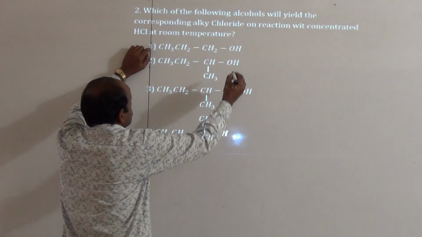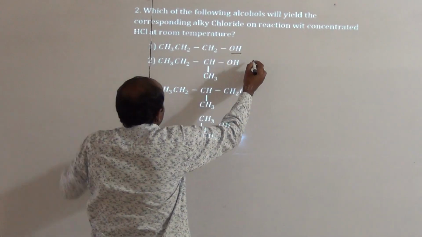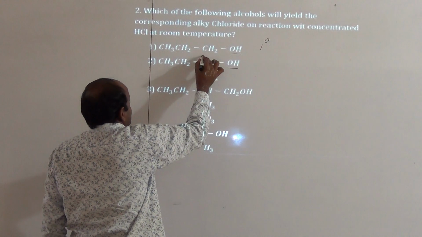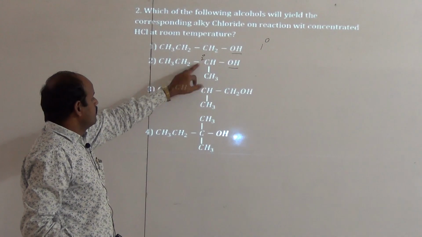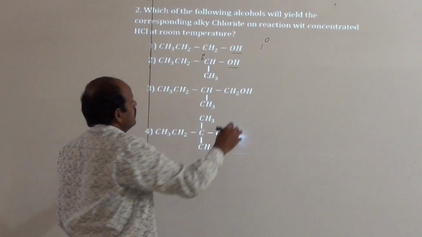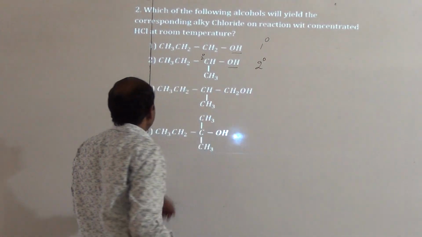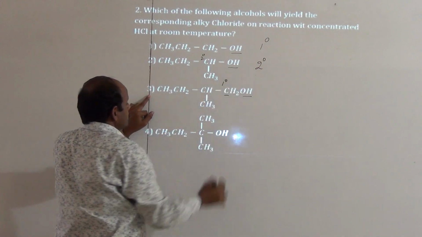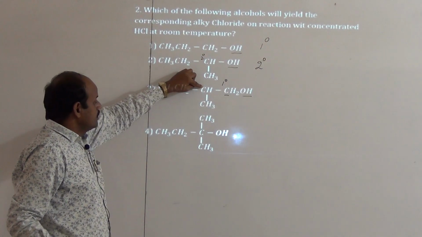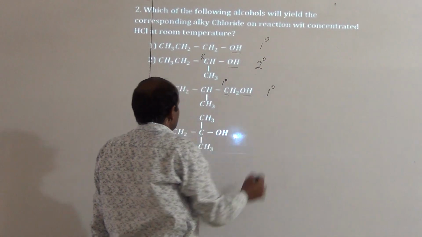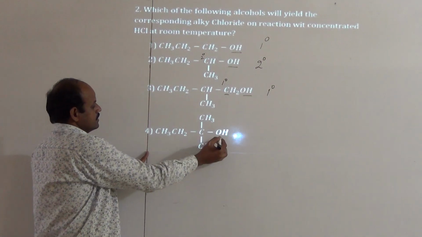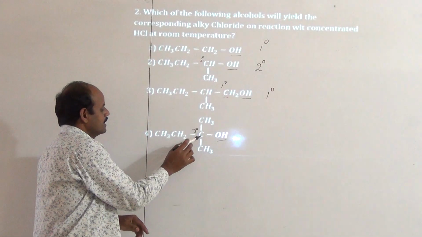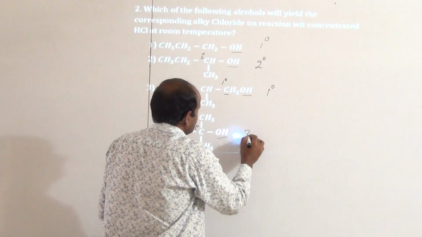If you observe the first one, this OH is attached to this carbon, thus it is primary. Next, this OH is attached to this carbon, it is a secondary carbon because this carbon bonds with two carbons, so this alcohol is secondary. Then the third one, OH attached to this carbon, this is a primary carbon because it is attached with only one carbon, so it is a primary alcohol. And the fourth option, this OH is attached to this carbon, which is tertiary because this carbon is bonded with three carbons, hence it is tertiary.